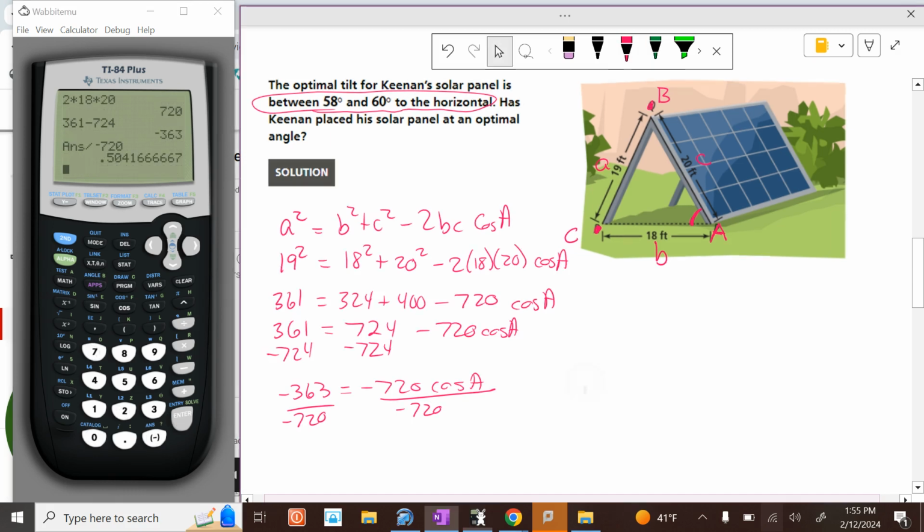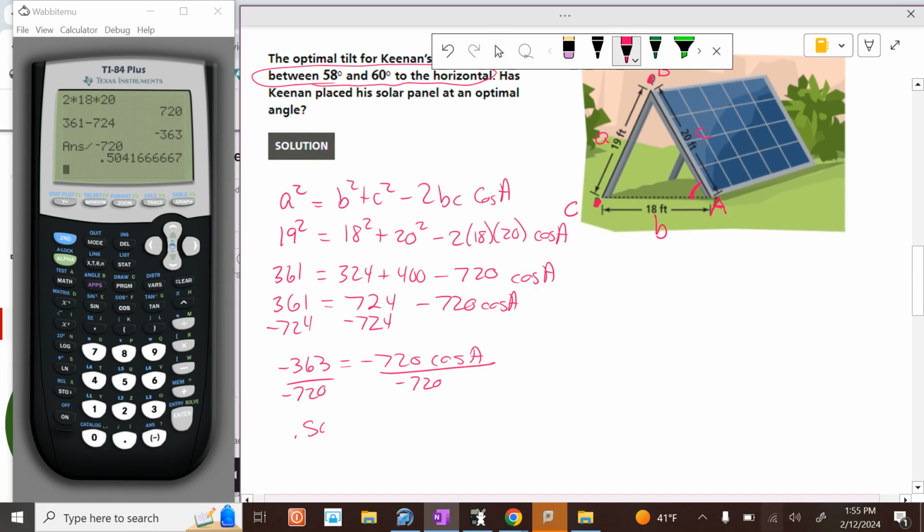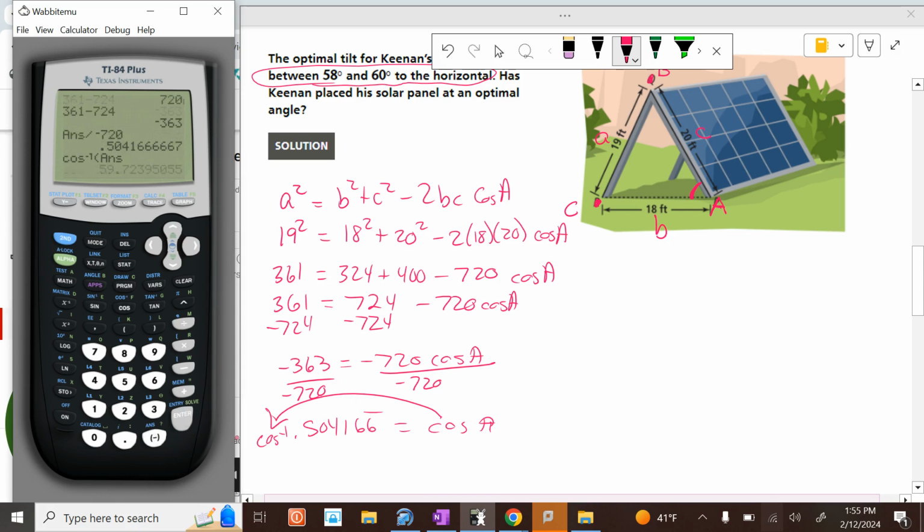I get some long old decimal. So 0.504166 repeating equals the cosine of A. So to get A all alone, I need to move my cosine to the other side to become the inverse cosine. So I go second cosine, second answer. Inverse cosine of my answer. And I get 59.7 degrees.